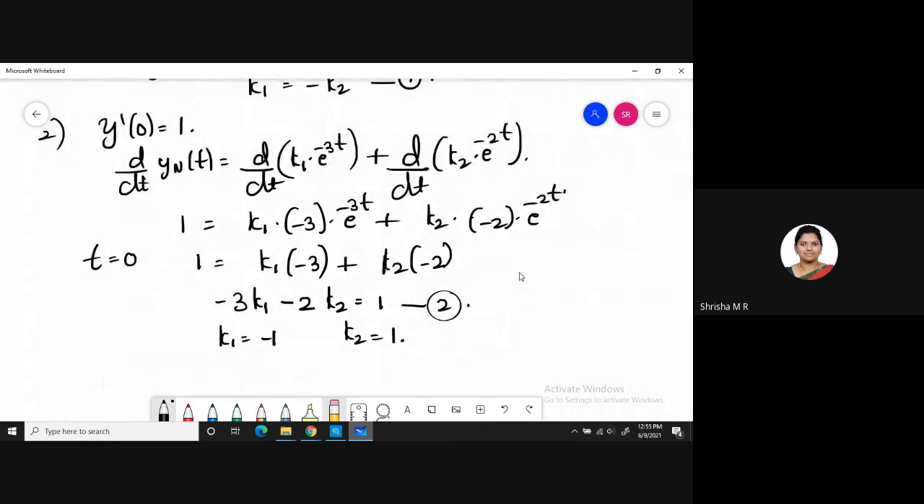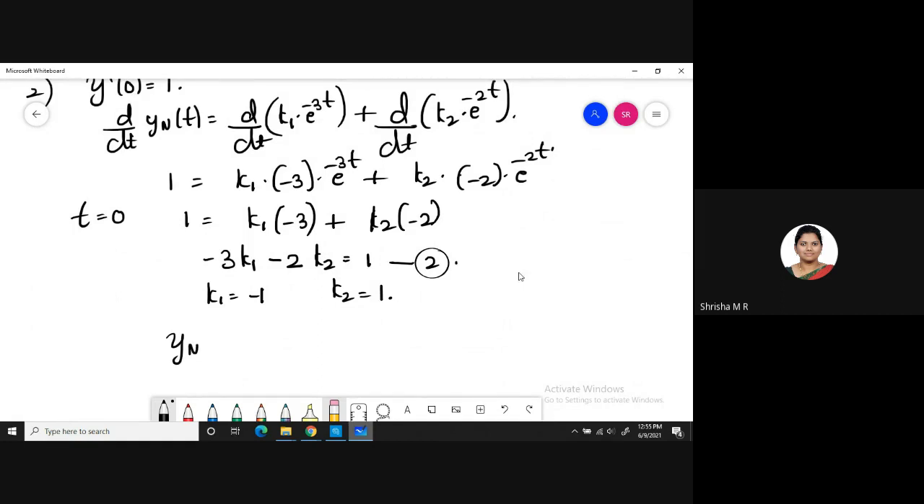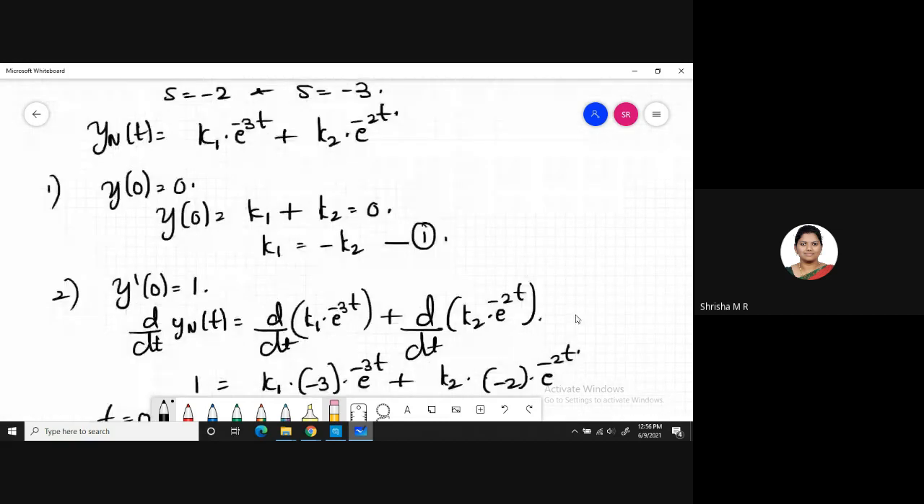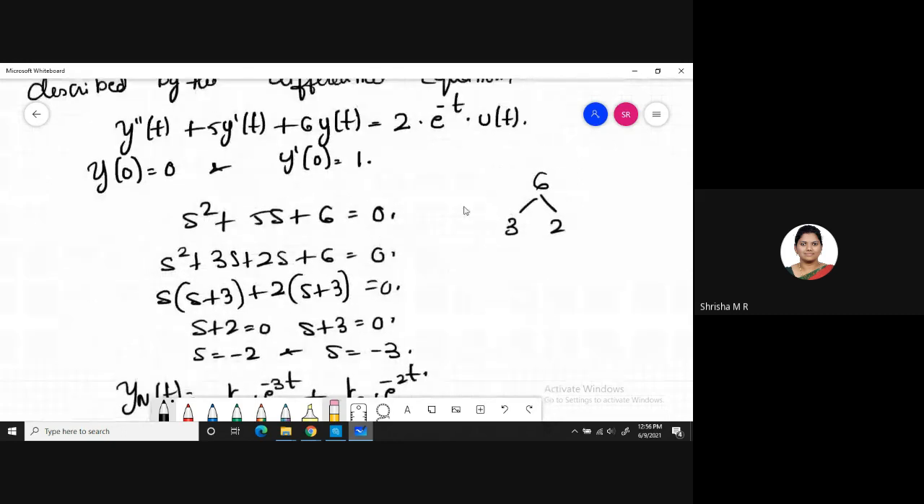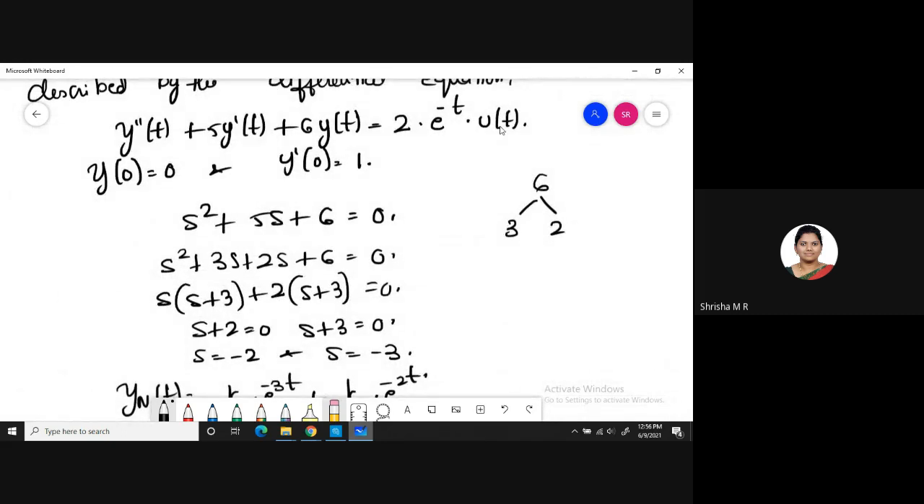So now your natural response yn of t will be equal to minus 1, that is k1 into e power minus 3t plus k2, that is 1 into e power minus 2t, for t greater than or equal to 0. Got it? Clear? This is your natural response. So now the input. Now you have to calculate a particular solution, the particular response, right? What is the input in the given question? The input is 2 into e power minus t into u of t.